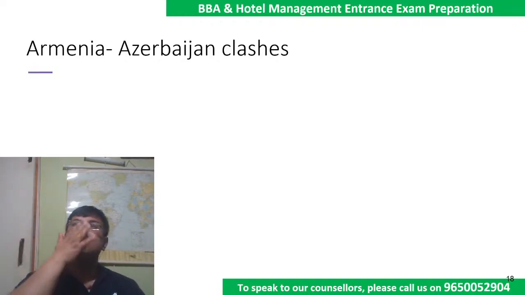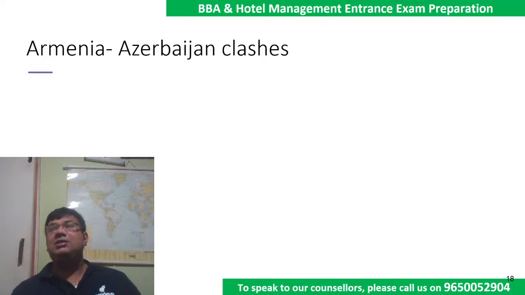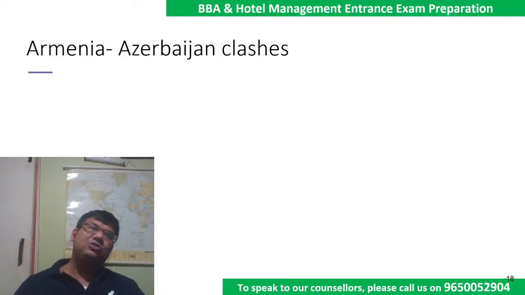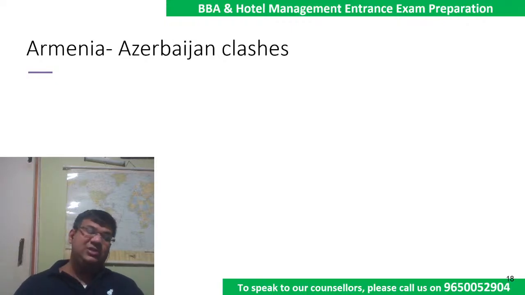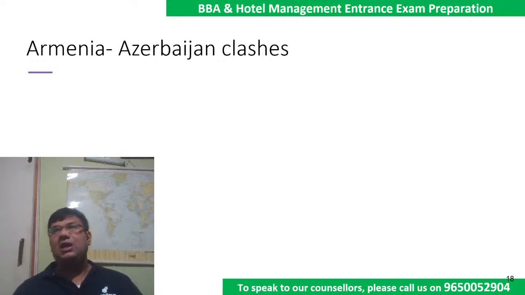So Armenia and Azerbaijan, take a look at where they are. These are both former constituents of the USSR. I'm sure you have probably heard of the USSR. It was a superpower till the late 80s, and then the country broke up into 15 different parts, Russia being one of them, obviously the most powerful of them. So Russia and nine more countries.